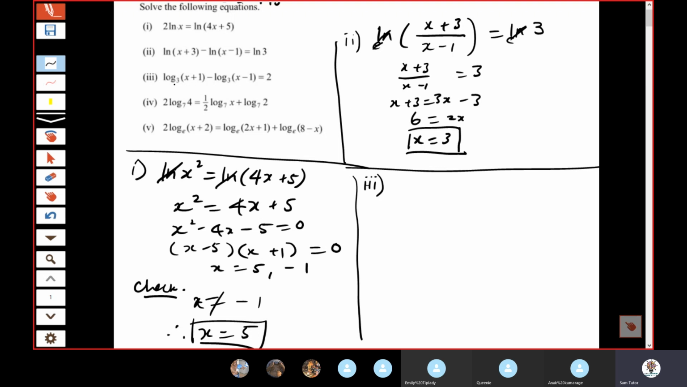Okay, so log x plus 1 base 3. So that becomes ln x plus 1 on ln 3 minus log x minus 1 on ln 3, which equals 2. Now, that's obviously a common denominator of log 3. You don't want any fractions when you're solving, so you're going to multiply it over, and you would be left with this. You would have multiplied your log 3 over, and you're left with that.